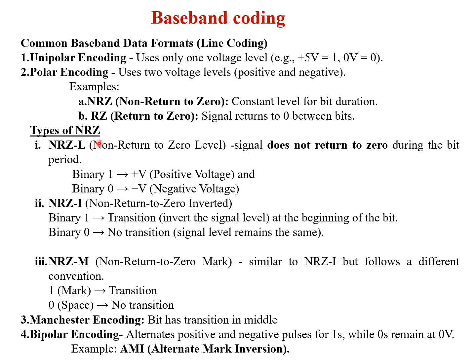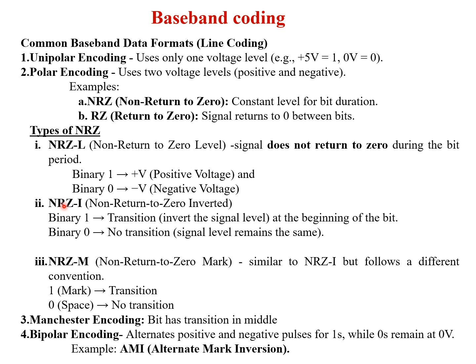What are the types of NRZ? There are three types of NRZ: NRZ-L, NRZ-I, and NRZ-M. In NRZ-L, that is non-return to 0 level, the signal does not return to 0 during the entire bit duration. Here the binary bit 1 is represented by a positive pulse and 0 is represented by a negative pulse.